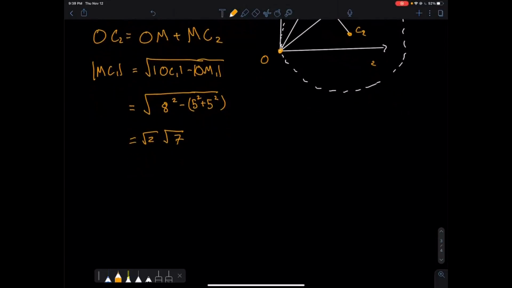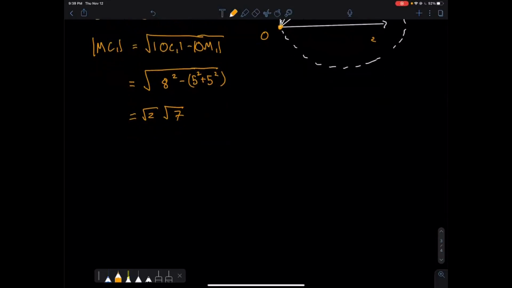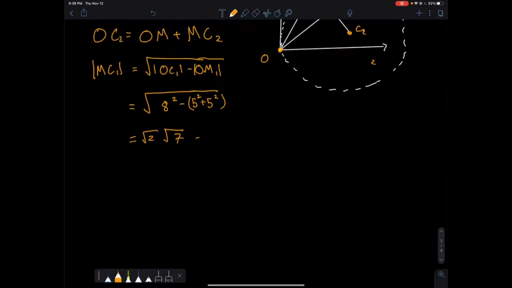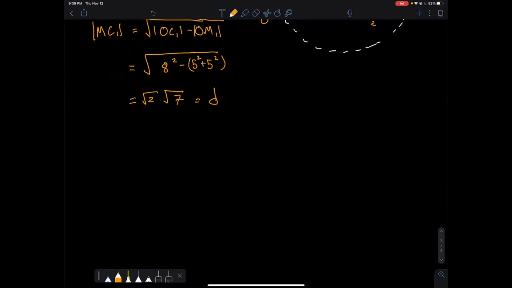Also, by the way this is built, we know that MC1 and MC2 are the same distance apart. So we can just call this length that we solved here D. Now we can define some vector. We'll call it P. It is perpendicular to OP.